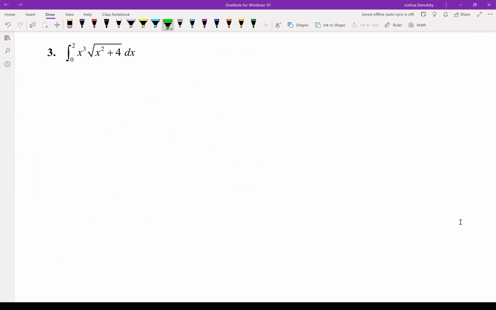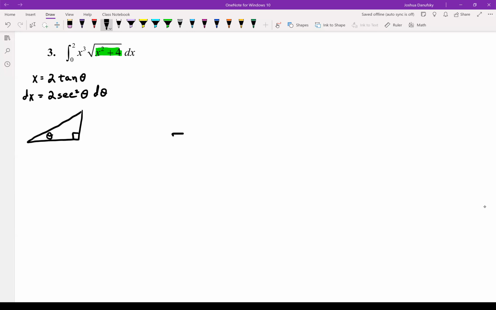Number 3, the integral from 0 to 2 of x cubed times the square root of x squared plus 4 dx. So first we notice inside the square root, we have our variable squared plus a constant squared, which above we highlighted in green. We're going to substitute x equals a tan theta. In this case, a is 2, the square root of 4, tan theta. So we find dx. Now we draw a right triangle with our acute angle theta.